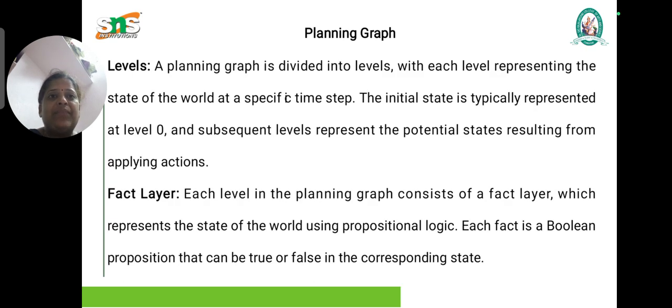Next one, levels. A planning graph is divided into levels, with each level representing the state of the world at a specific time step. The initial state is typically represented at level 0, and subsequent levels represent the potential states resulting from applying actions. Next one, fact layer. Each level in the planning graph consists of a fact layer which represents the state of the world using propositional logic. Each fact is a Boolean proposition that can be true or false in the corresponding state.